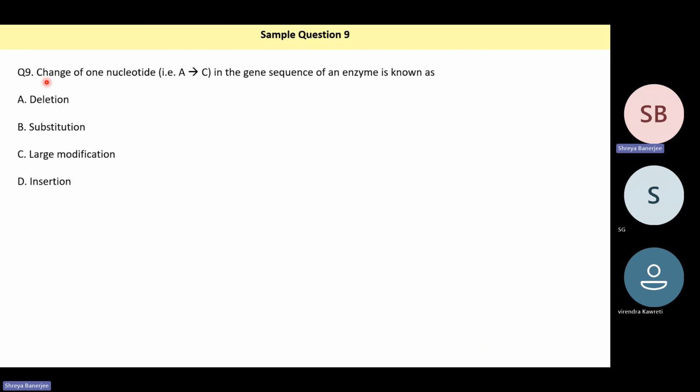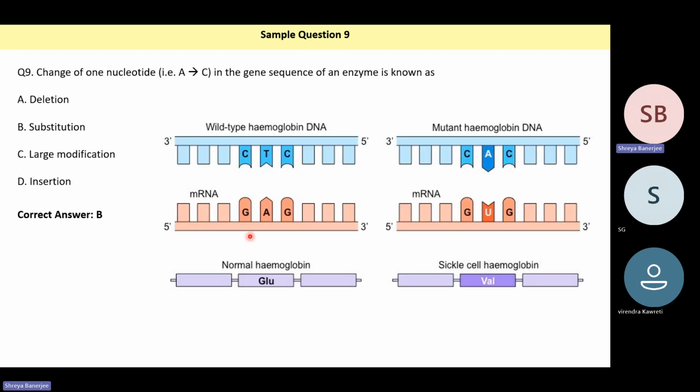The next question asks, if we change one nucleotide, that is A to C, in the gene sequence of an enzyme, what is this called? So the answer is substitution. Changing one nucleotide. So if we change, suppose, CTC, it becomes CAC. T is changed to A.